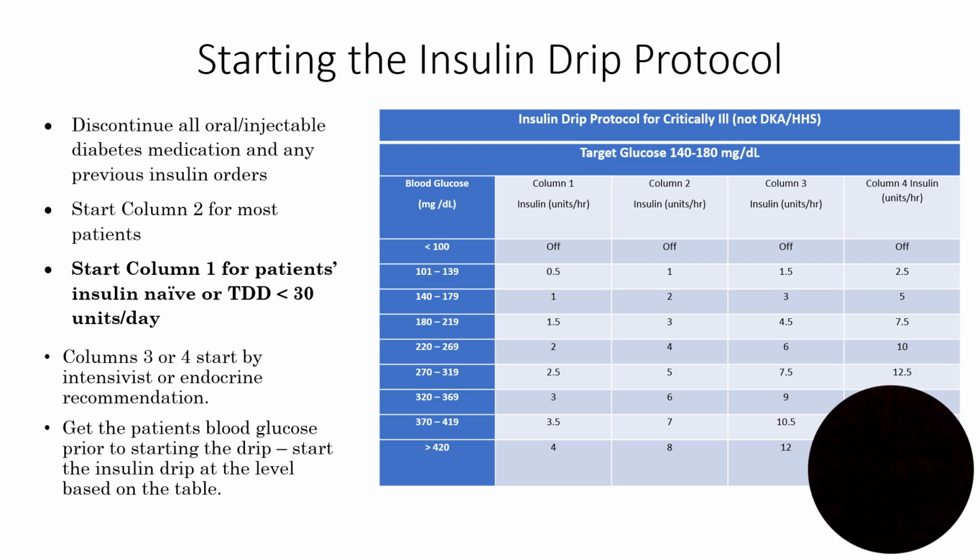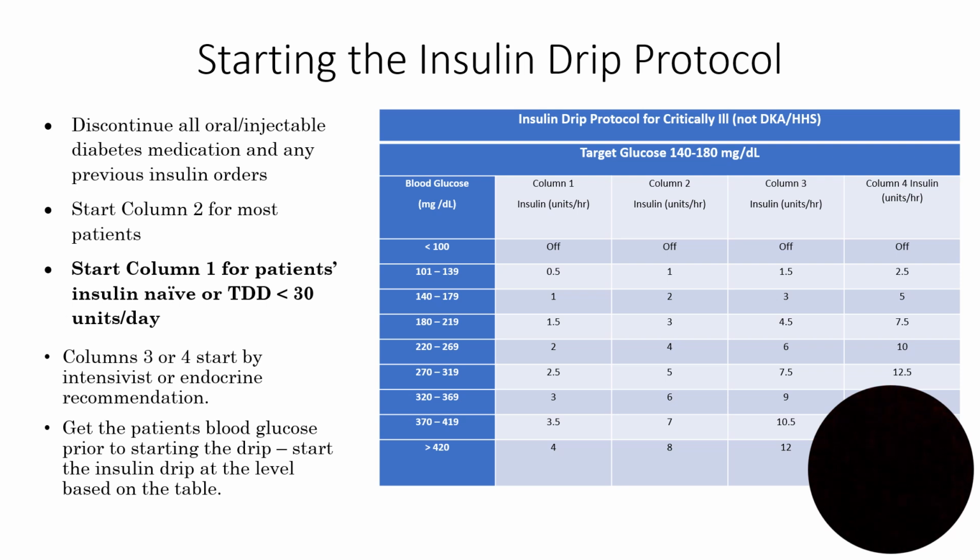Starting the insulin drip protocol. First, we will discontinue all oral or injectable diabetes medication or any previous insulin orders. Most patients will start at column 2. For patients who are insulin naive or have a total daily dose less than 30 units a day, they will start at column 1. Column 3 and 4 is started by the intensivist or the endocrinologist recommendations.